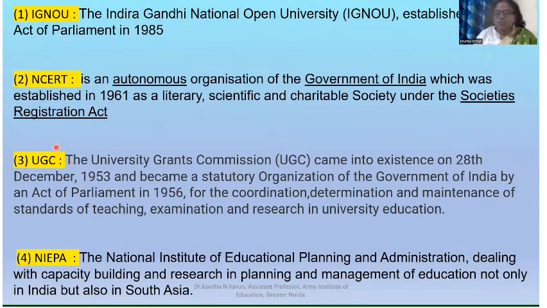Then the next option was UGC. UGC is the University Grants Commission, that came into existence on 28th December 1953. And that became a statutory organization of the Government of India by the Act of Parliament in 1956. Then NIEPA, National Institute of Educational Planning and Administration, deals with capacity building and research in planning and management of education, not only in India, but in South Asia also.